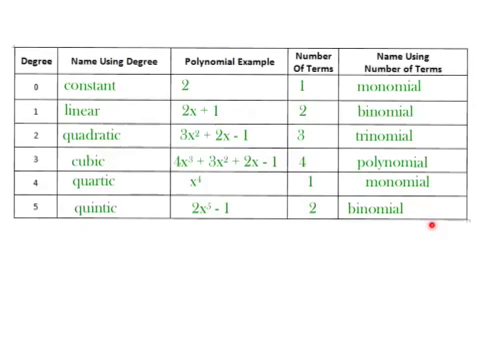Notice for degrees it only goes up to 5, so anything after that, like 6, we would just say that's a 6th degree polynomial or a 6th degree monomial, however many terms there were. Same thing over here for name using number of terms. Notice we only go up to 4. So 4 or more is called a polynomial. So I'm just going to add that. I'm going to say 4 plus. So anything more than 4 is just going to be a polynomial.